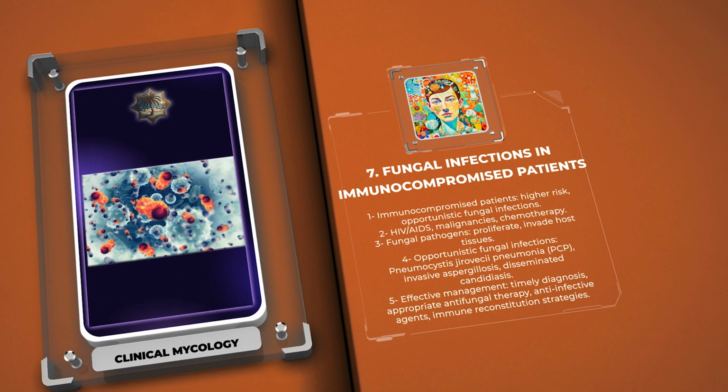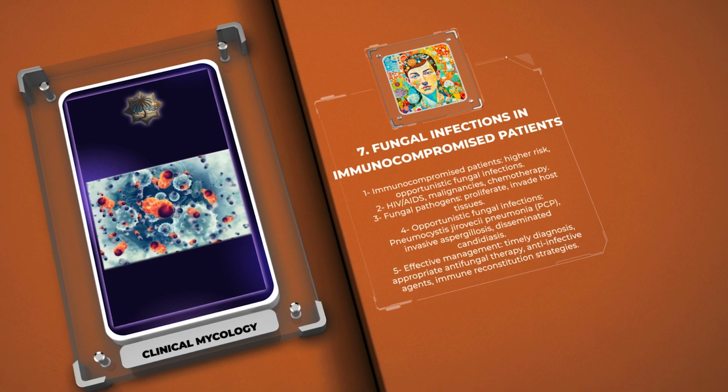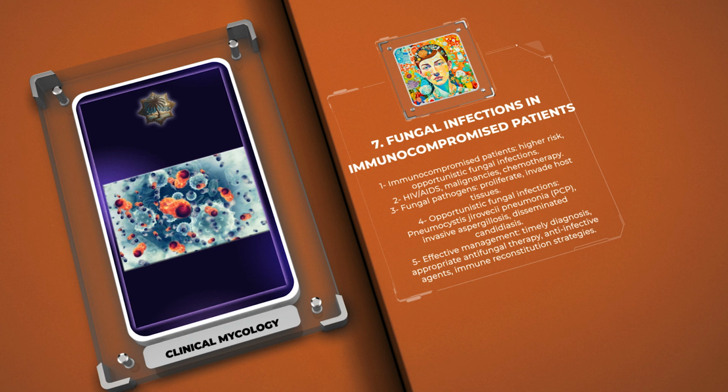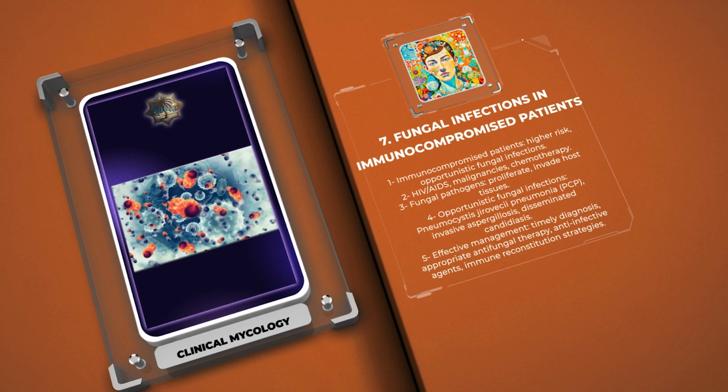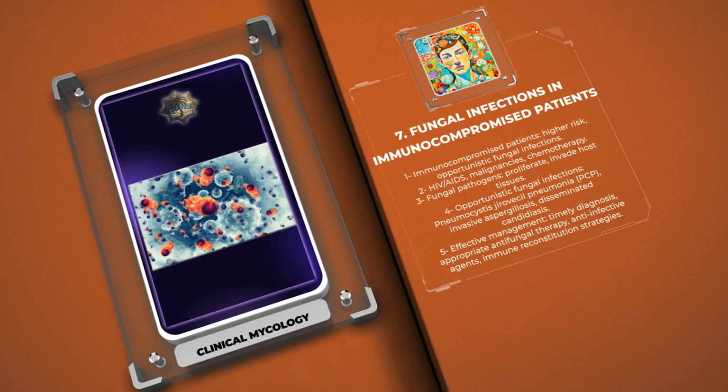The compromised immune system allows fungal pathogens to proliferate and invade host tissues more readily. Opportunistic fungal infections commonly encountered in these patients include Pneumocystis jirovecii pneumonia, PCP, invasive aspergillosis, and disseminated candidiasis. Effective management depends on timely diagnosis and institution of appropriate antifungal therapy, often combining anti-infective agents and immune reconstitution strategies.